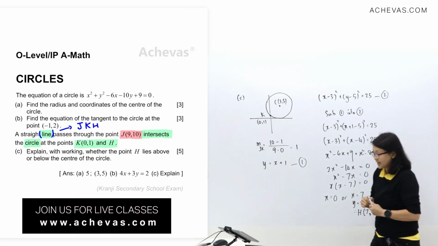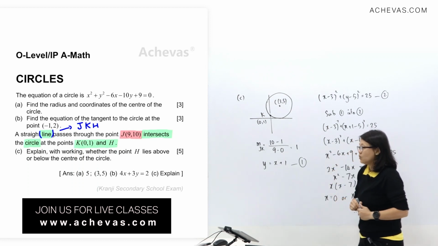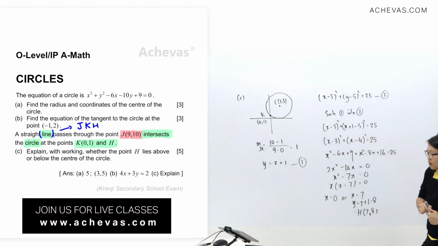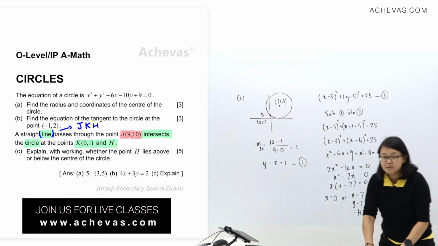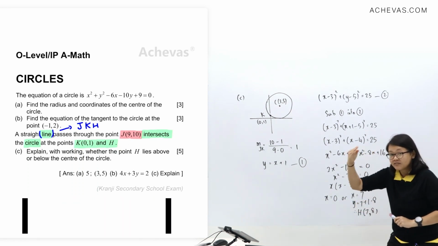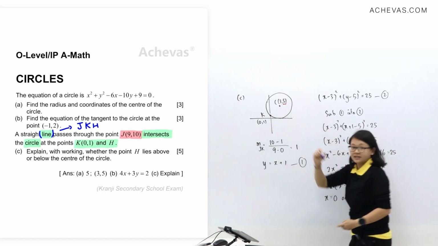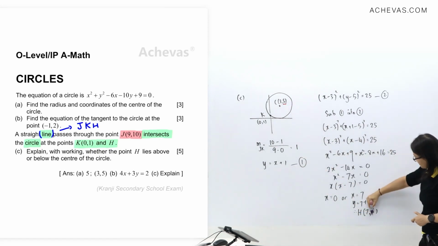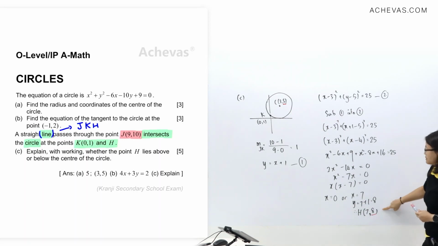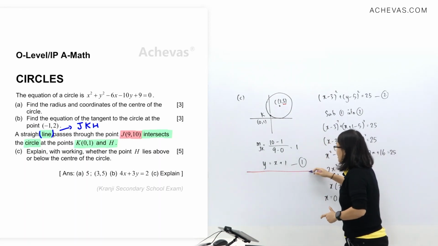Now let's just read part C again. We need to explain with working whether the point H lies above or below the center of circle. So lies above or below, meaning we're going to compare the height of the point. So we're going to compare these two numbers here and I'm going to explain properly down here.